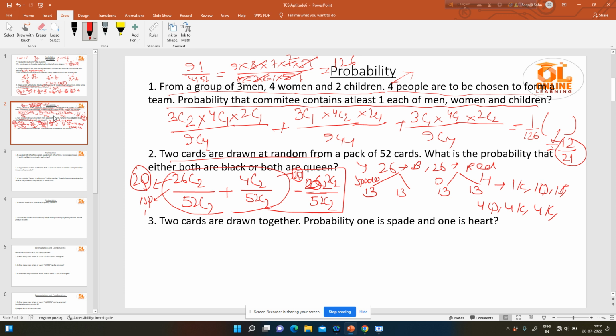Now they are saying two cards are drawn together. Probability that one is spade and one is heart. So what we will do is multiply: 13C1 into 13C1 upon 52C2. If we solve this, that would be our answer.